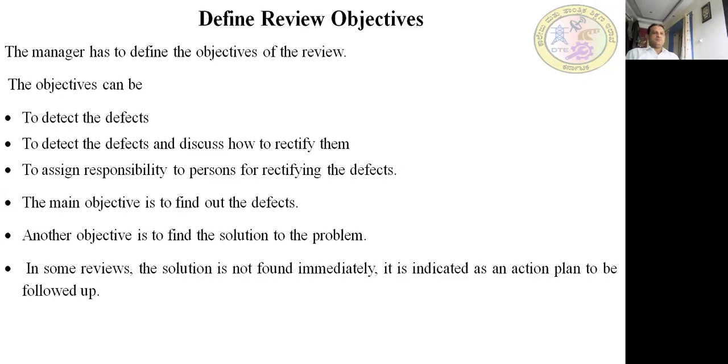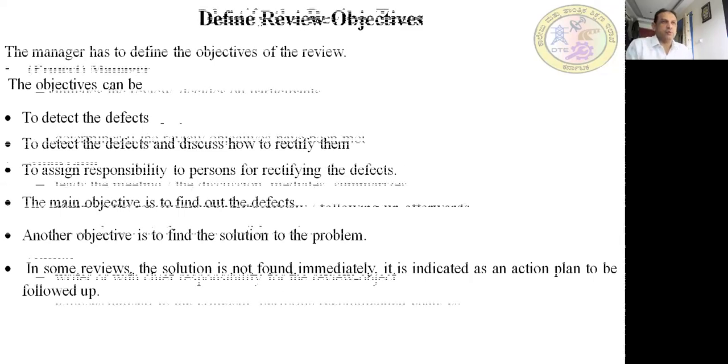The manager has to define the objectives of the review. The objectives can be to detect the defects, discuss how to rectify them, and assign responsibility to persons for rectifying the defects. The main objective is to find out the defects. Another objective is to find the solution to the problem. In some reviews, the solution is not found immediately. It is indicated as an action plan to be followed up. Yes, fine. That is what we call defining review objectives.